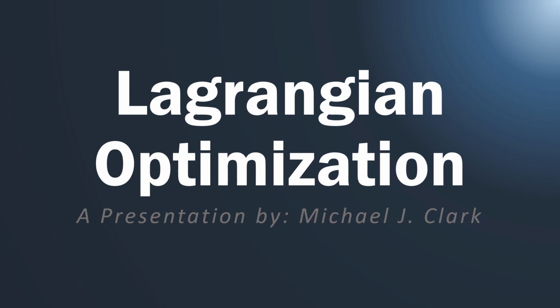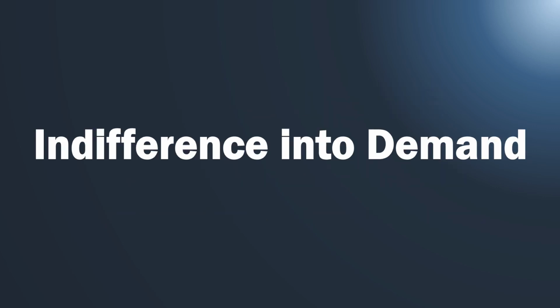So in this lecture, we're going to go from indifference curves into demand curves on a traditional supply and demand graph. And then we're going to see how that ties together. And then we're going to transition that into the mathematical functions, and we're going to move into setting up what's called Lagrangian optimization.